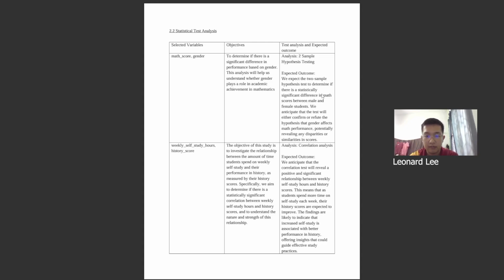The expected outcome is we anticipate that the correlation test will reveal a positive and significant relationship between weekly self-study hours and history scores. This means that as students spend more time on self-study each week, their history scores are expected to improve. The findings are likely to indicate that increased self-study is associated with better performance in history, offering insight that could guide effective study practices.